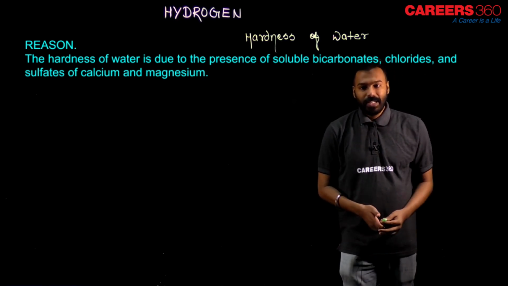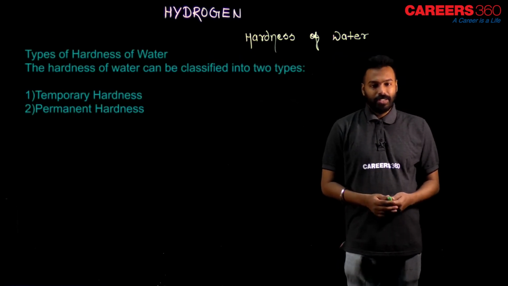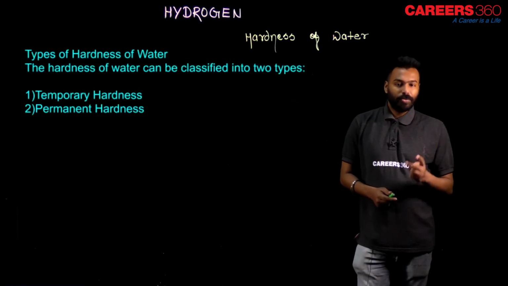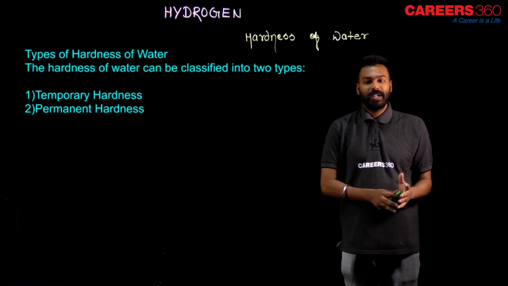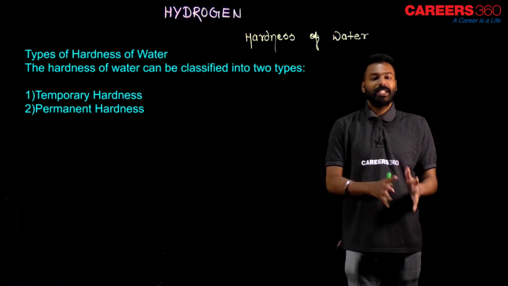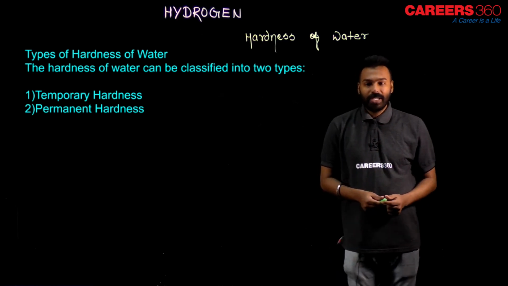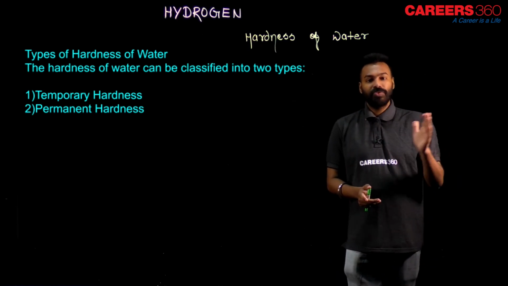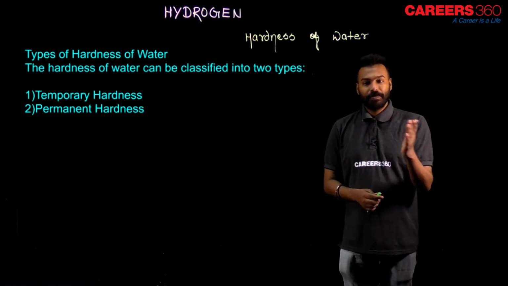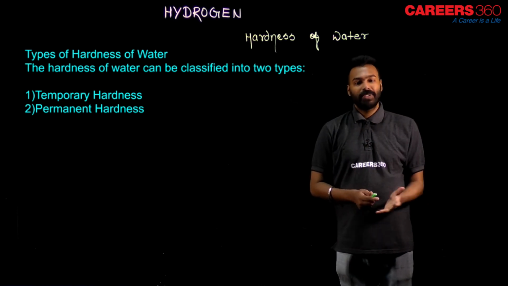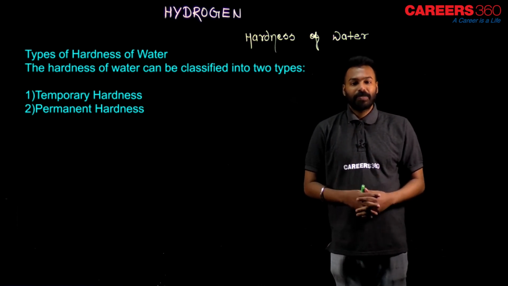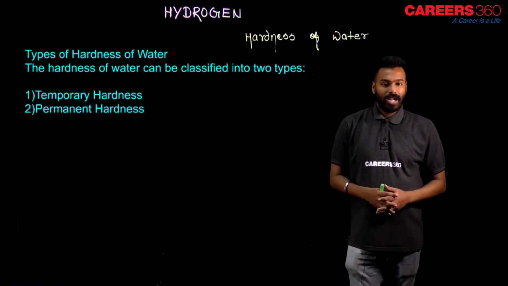Okay, let's see the types of hardness in the water. There are two types actually: one is temporary hardness and the other is permanent hardness. Dear student, in the detailed discussion we will study what is temporary hardness and how to remove temporary hardness, then what is permanent hardness and how to remove permanent hardness. We will do a detailed explanation as in the class 11th hydrogen chapter.